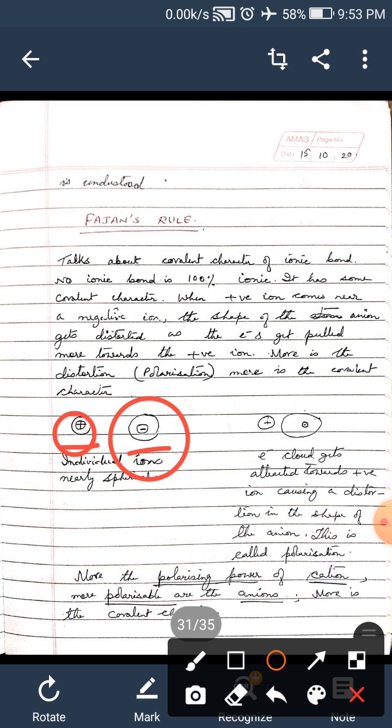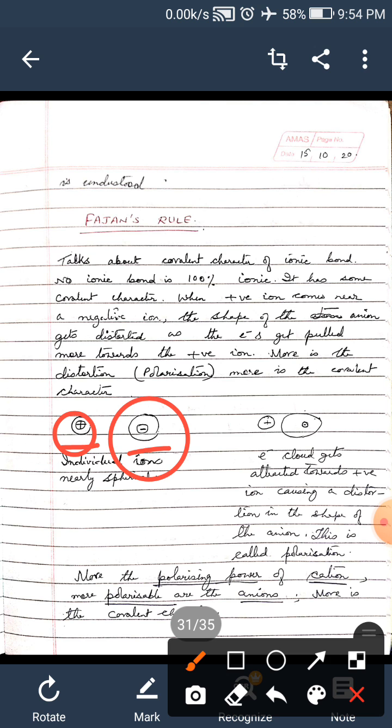But when they come closer to each other, you can see the positive ion is causing a change in the shape of this negative ion. This negative ion is no longer symmetrically distributed. You can see here the electron cloud is more towards the positive ion and less towards the other side. So it has undergone kind of polarization, and hence it has developed some covalent character.